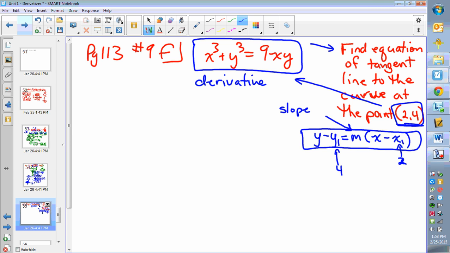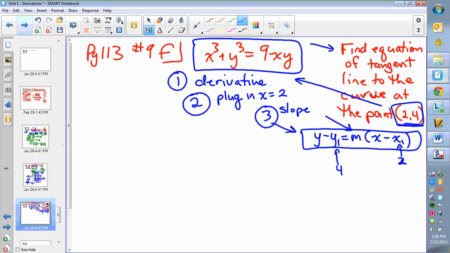When you take the derivative, it gives you the equation that tells you the slope at any point. So you take the derivative and plug in x of 2. That will equal the slope, and you will plug the slope in. So step 1, find the derivative. Step 2, plug in x of 2. Step 3, that will be your slope. Insert it into that formula and get the equation of the line. There's our roadmap for this question.